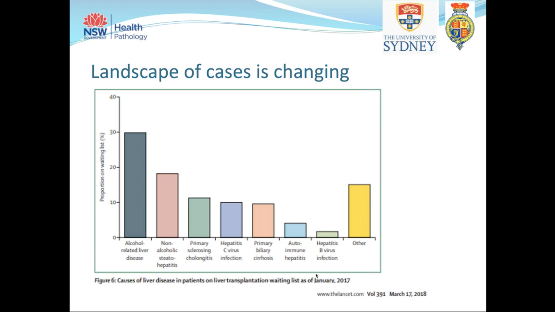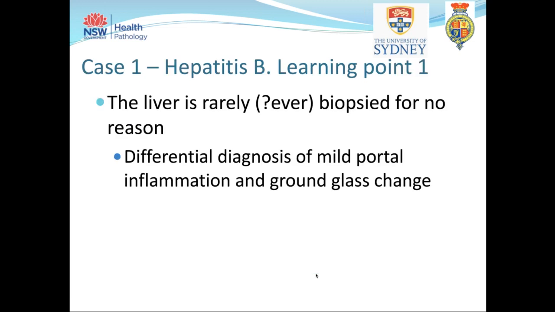Something I also wanted to highlight with this case is that we used to see a lot of biopsies in practice for hepatitis B and C, but the landscape of biopsies, or perhaps I should say the epidemiology of liver disease, is changing with the rise of ASH and NASH. And in major transplant centres now, hepatitis B actually represents a relatively small number of cases transplanted.